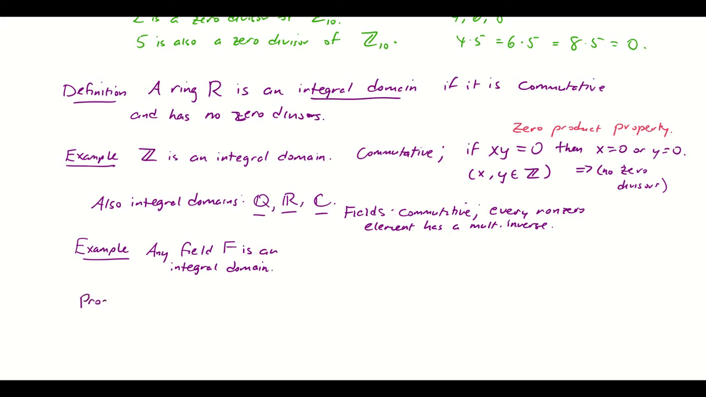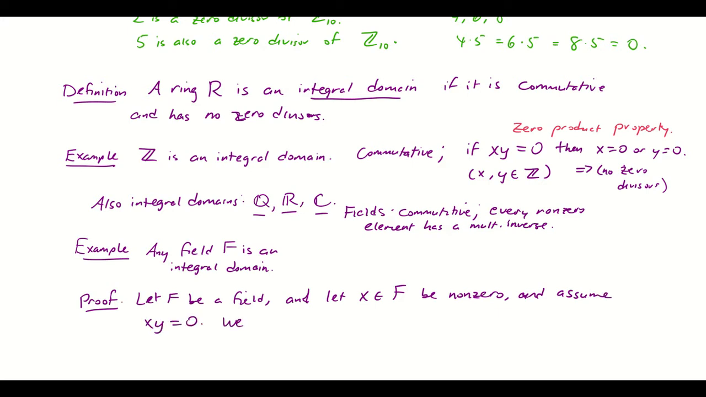Here's the proof. Let F be a field, and let x in the field be non-zero, and assume x times y is equal to 0. We're going to show that y has to be 0. Because if we can show that xy being equal to 0 implies that y is 0, then that means that there's no way for x and y to both be non-zero and have the product come out 0. That would mean that x can't be a zero divisor.